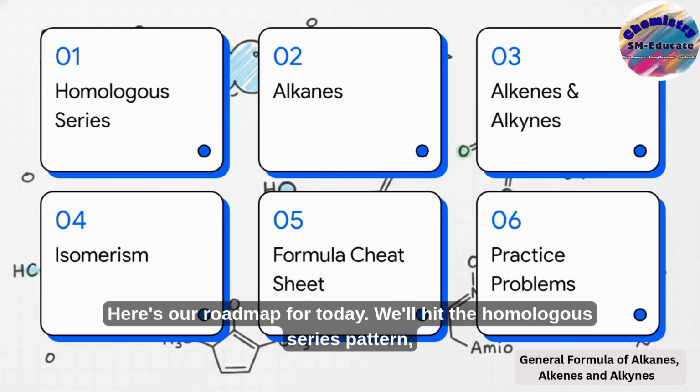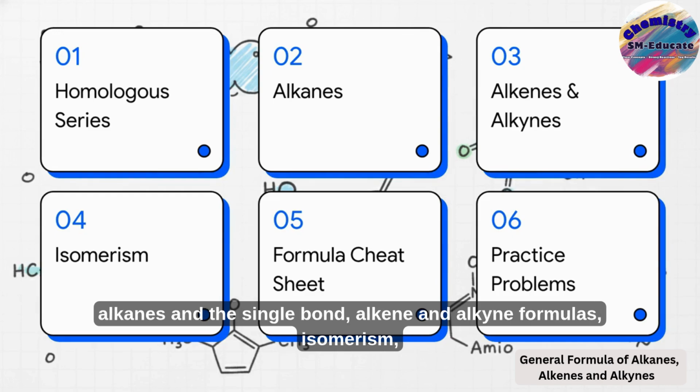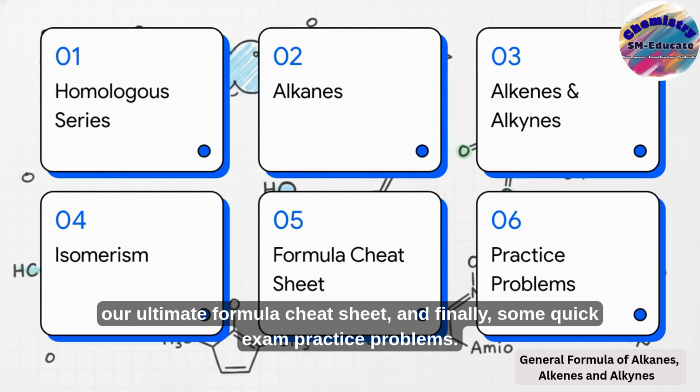Here's our roadmap for today. We'll hit the homologous series pattern, alkanes and the single bond, alkene and alkyne formulas, isomerism, our ultimate formula cheat sheet, and finally, some quick exam practice problems.